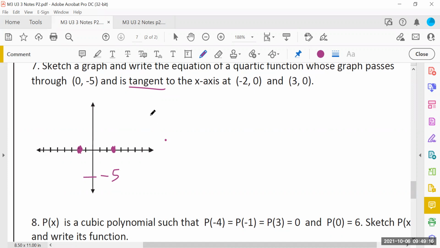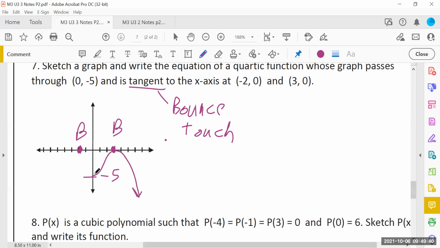So with this one, what that means for us is that it's a bounce, okay? Tangent or touches or bounce are all going to mean the same things for us. So tangent, bounce, or touch. So each of those, bounce. I'm going to start here, come up and bounce off, up and bounce off. There's my graph.